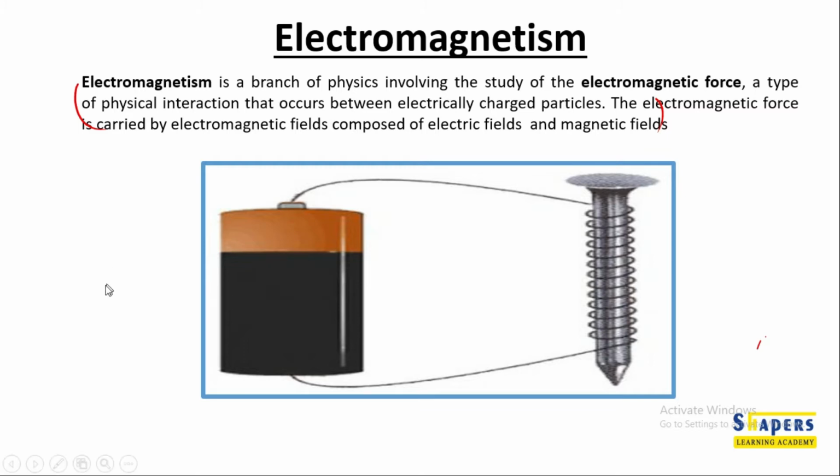A very common experiment is as shown in the below figure. Here you have a cell, which is a power source. Here you have a metal nail. A metallic wire has been wound around this steel nail. Now when electricity passes through this wire and this coil, the metal becomes a magnet due to the passage of electricity, and hence it is called an electromagnet. This concept has been used in various fields, components and machineries, and there are various applications where it has been implemented. The electromagnetic force is carried by electromagnetic fields composed of electric fields and magnetic lines.